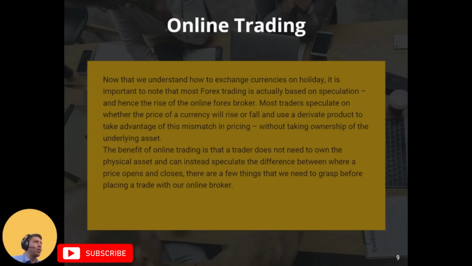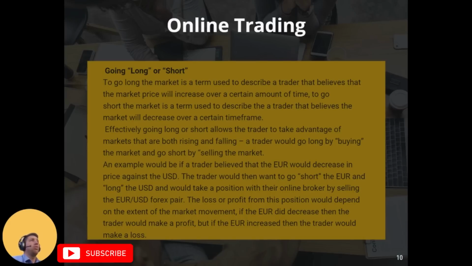The benefit of online trading is that a trader does not need to own the physical asset and can instead speculate on the difference between where a price opens and closes. There are a few things that we need to grasp before placing a trade with our online broker. Going long or short. Those are two terms that you need to become familiar with.